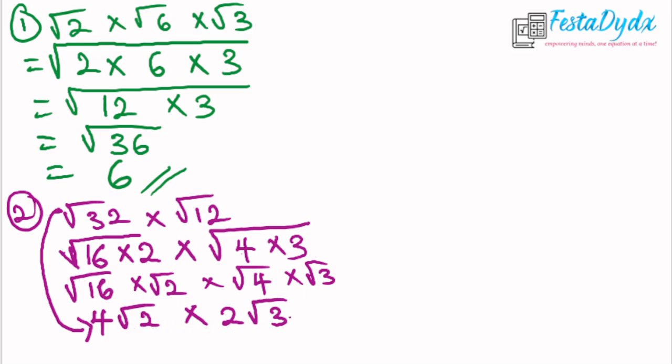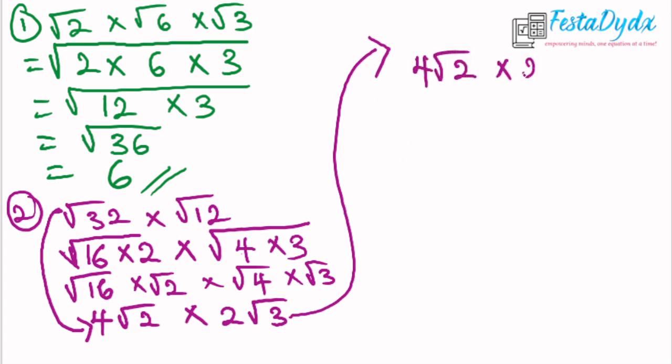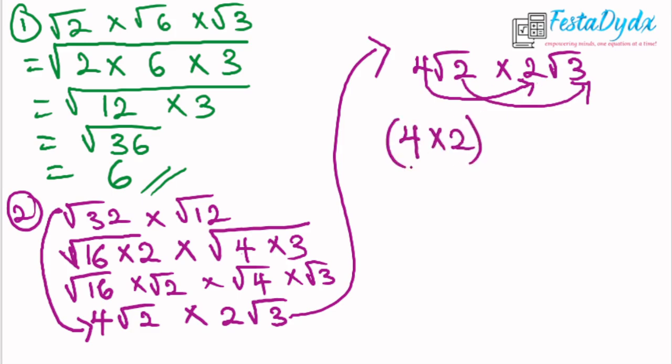Now we are going to multiply this. So 4 root 2 times 2 root 3. Remember, it says after you simplify your surd, it is going to be whole number to whole number, surd to surd. So whole number to whole number will have 4 times 2. Let's put it in a bracket, and then we'll have surd to surd, which is root 2 times root 3. So 4 times 2 gives us 8.